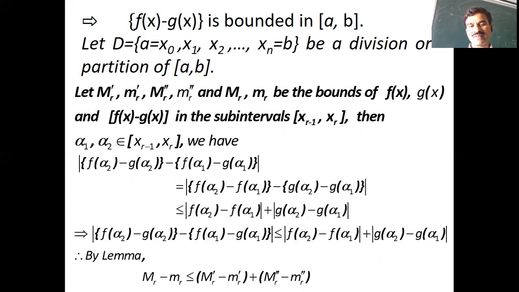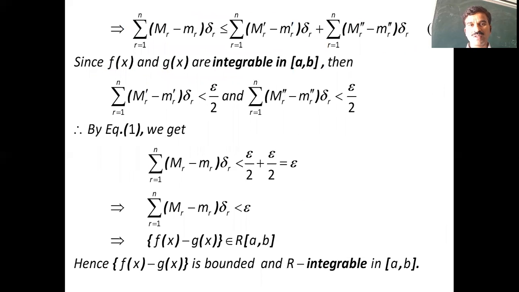So ultimately, we do some algebraic simplifications by taking the above lemma, so that we can write it. This is capital M_r, this is f of alpha 2 minus f of alpha 1, capital M_r minus g of alpha 2 minus g of alpha 1. This is small m_r, and this is M_r double prime. This is M_r prime, this is small m_r, and this is m_r double prime. So obviously we have a simplification by taking the summation with delta r on both sides.